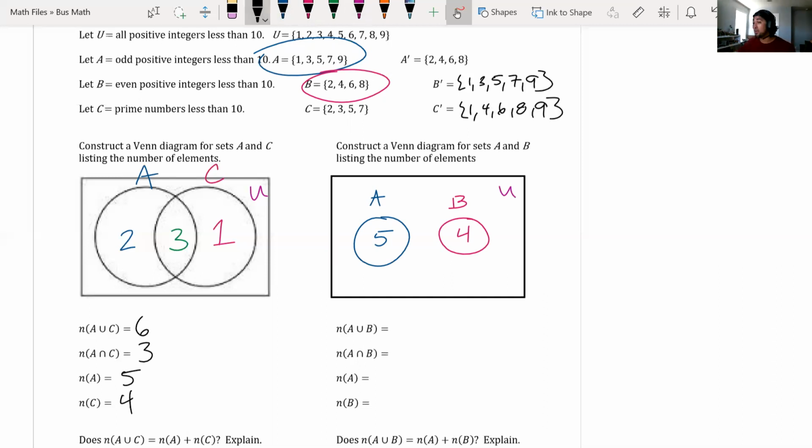Okay. Now in the next one, we just want to do the number of elements. So just like above, here's set A.